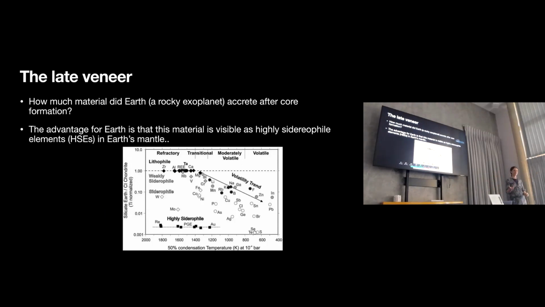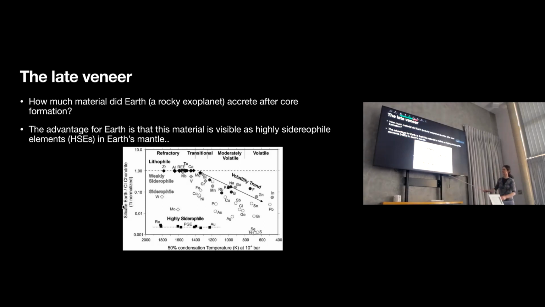And at least for Earth, we have some observational evidence for exactly how much material was accreted during those very, very late stages. And that observational evidence comes from this plot down here, and I'm really struggling with my Zoom windows today. They're always hiding everything.